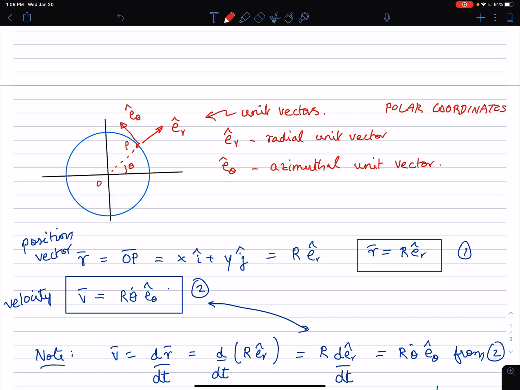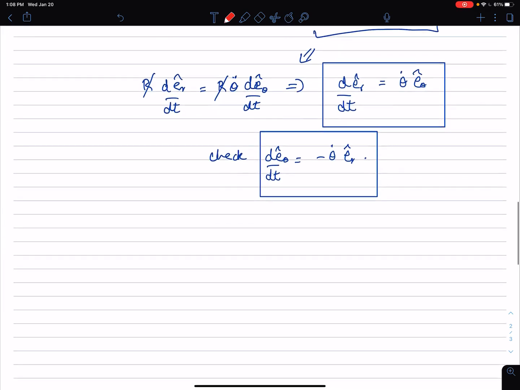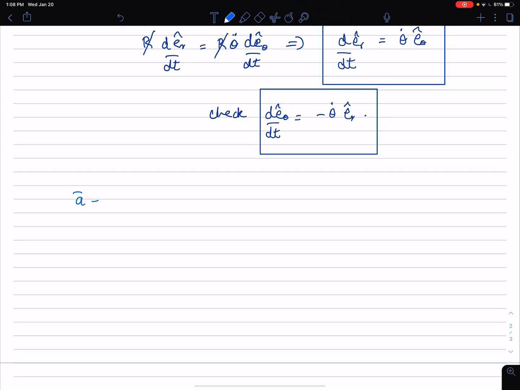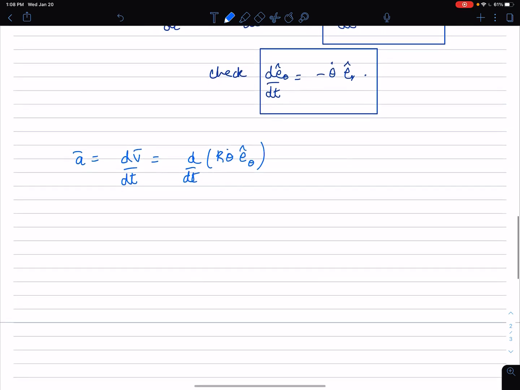But this is the special case. Okay, we can do one more differentiation, look at what the acceleration is. Acceleration A is just dv by dt, which is d by dt of r theta dot e theta. Now we can use chain rule or product rule, whatever you want to call it. Let's bring r outside. We have theta dot e theta.